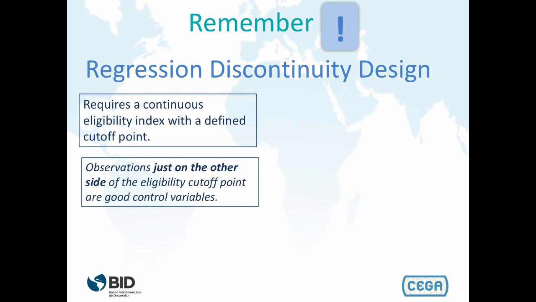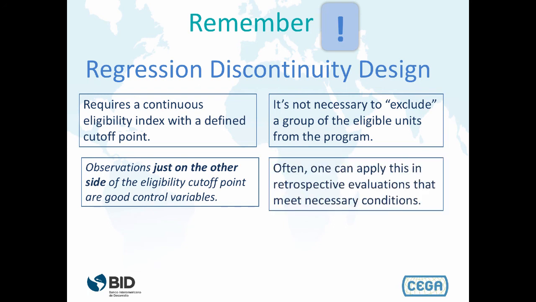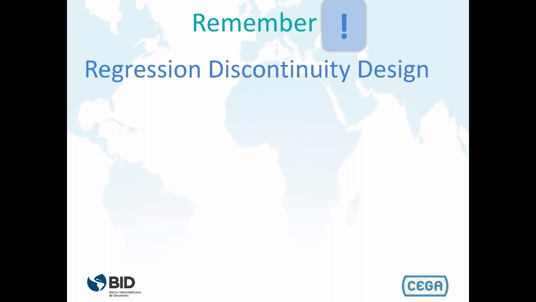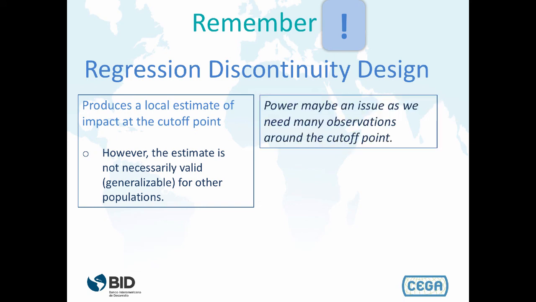Observations just on either side of the eligibility cutoff point are good control variables. It's not necessary to exclude a group of the eligible units from the program. Often one can apply this in retrospective evaluations that meet the necessary conditions. Finally, remember that regression discontinuity design produces a local estimate of the impact at the cutoff point. However, this estimate is not necessarily valid or generalizable for other populations. Power may also be an issue, as we need to have many observations around the cutoff point.